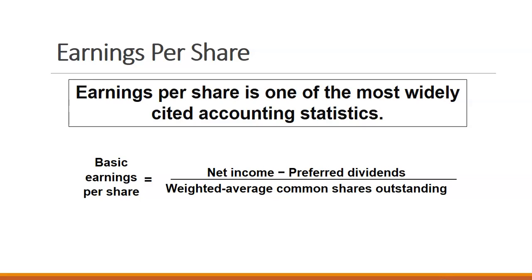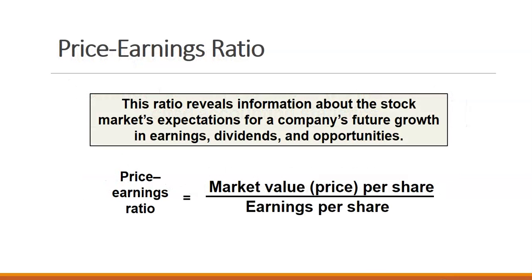So we have the basic earnings per share equals our net income minus preferred dividends, divided by the weighted average common shares outstanding. So what this says is what is the net income available to individual shareholders, or what does the company earn that could contribute to shares.